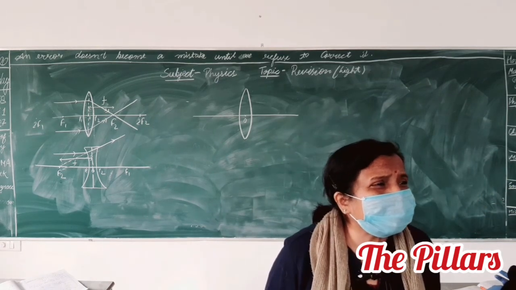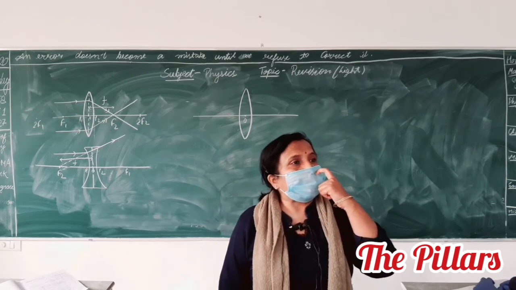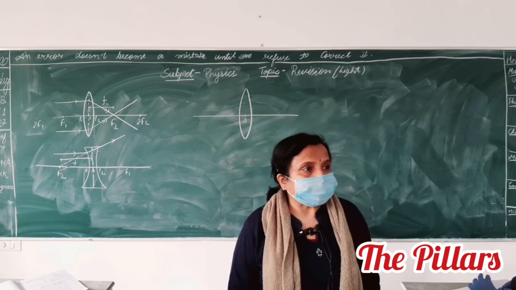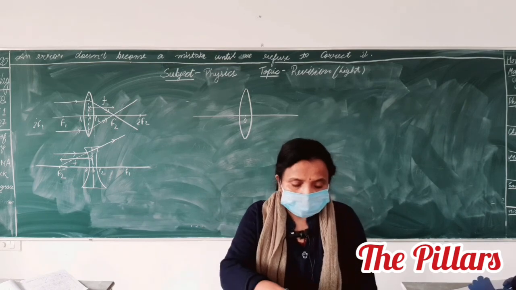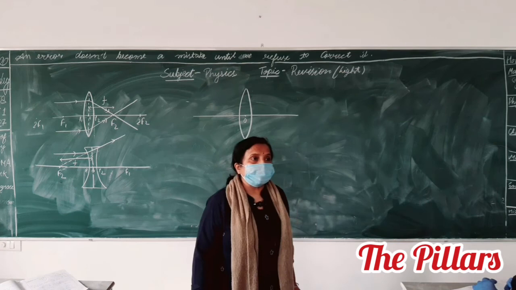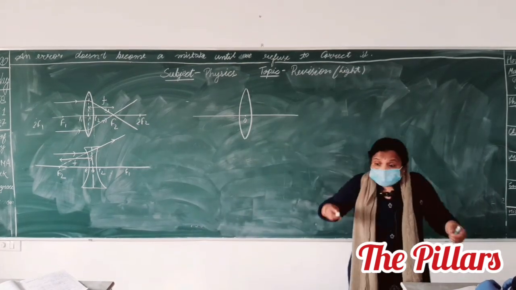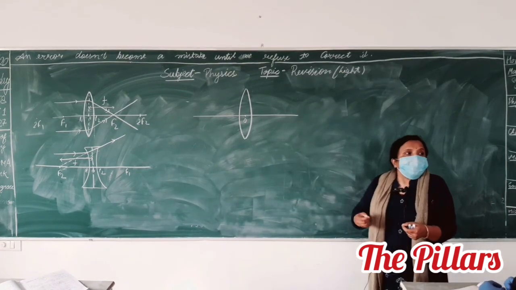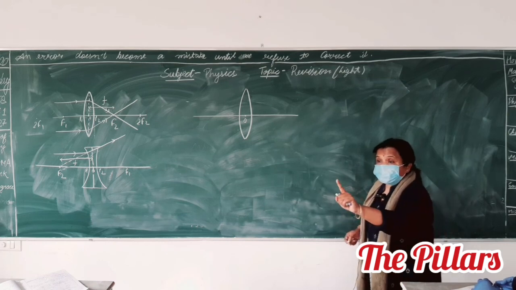Because this lens is made of several prisms, and the property of a prism is that it bends light rays towards its base.